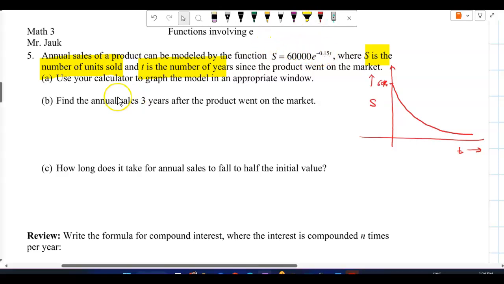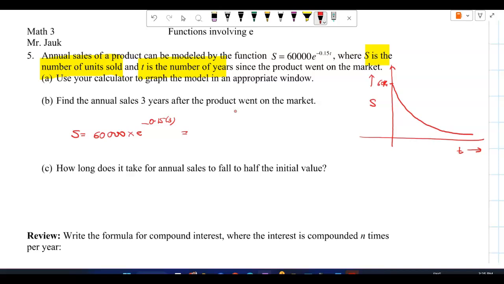Find the annual sales 3 years after the product went to market. So x is equal to 3, no? T is the time. Oh, yeah, it says T is the number. Use your calculator and get the answer.